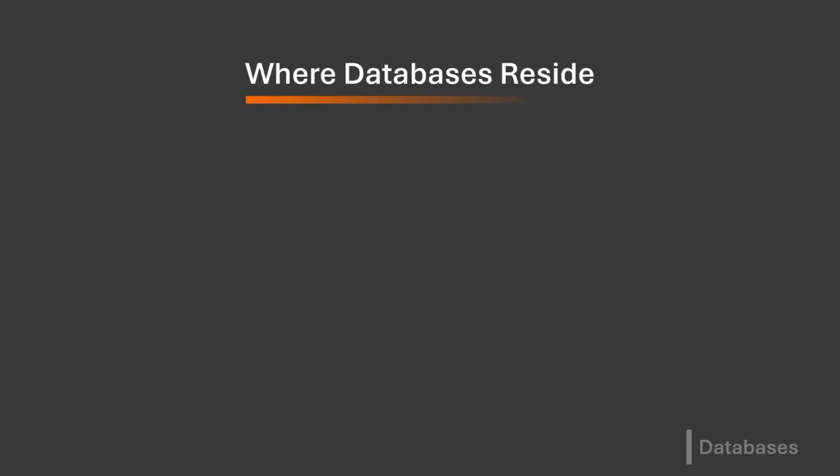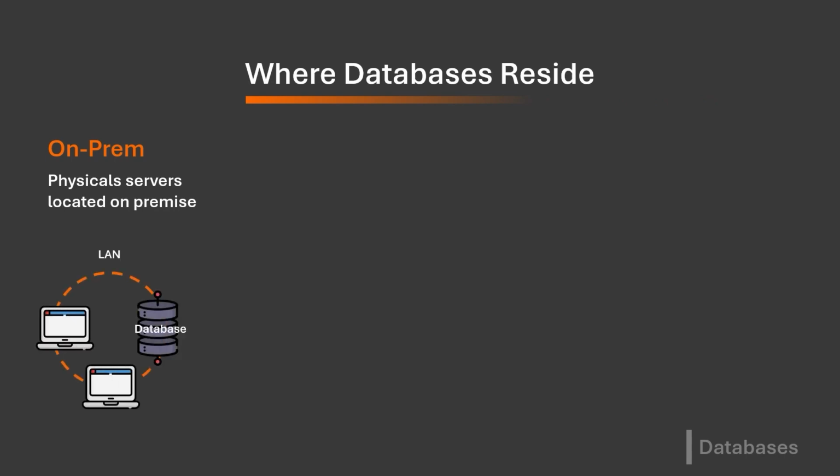Now let's look at where these databases actually live. Databases can reside in different environments, and where they are hosted depends on the specific needs of the business. We have on-prem servers. These are physical servers located within the organization's premises. The company's IT team manages these databases and controls all aspects of their operation. This setup offers a high level of control but requires significant infrastructure.